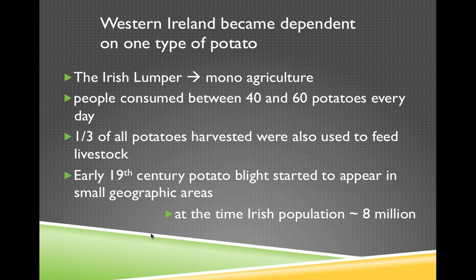In particular, one type of potato grew better than others and was a large, somewhat meaty potato called the Irish lumper. Unfortunately, because of its genuine success over other types of potatoes, the Irish lumper established what we'd recognize today as a monoagriculture. Really one vital source of food for the overwhelming majority of the people who lived there. It wasn't unusual for people to eat potatoes morning, noon, and night.